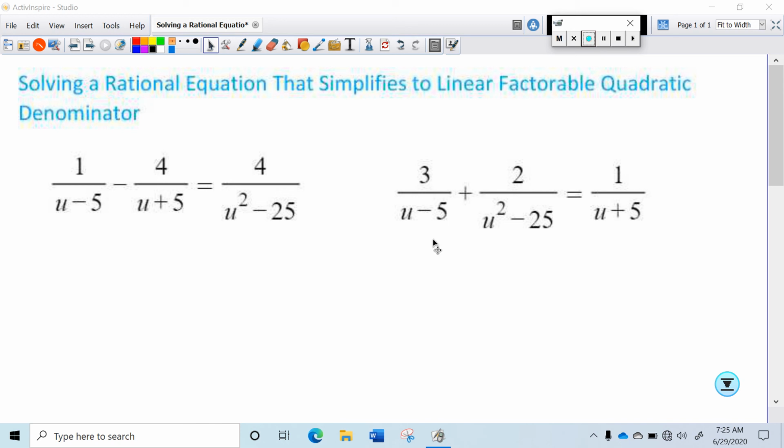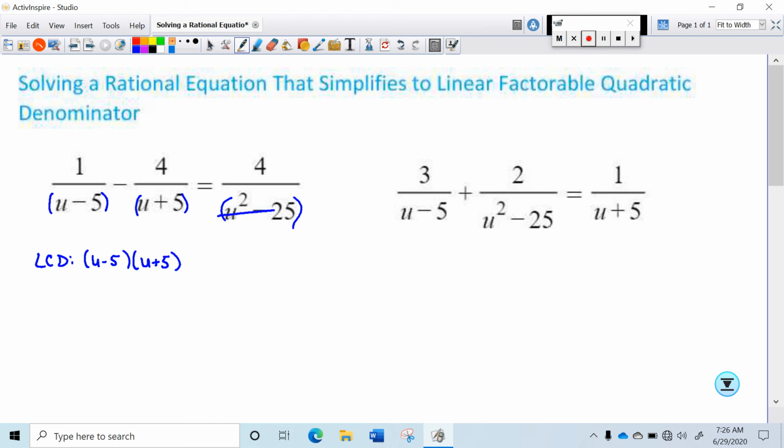Okay, the first thing I want to do in simplifying these, when you have binomials on the bottom or even trinomials, is put them in parentheses. Now I need an LCD. So my LCD is one of each family that's in the denominator. So I have a u minus 5. I have a u plus 5.